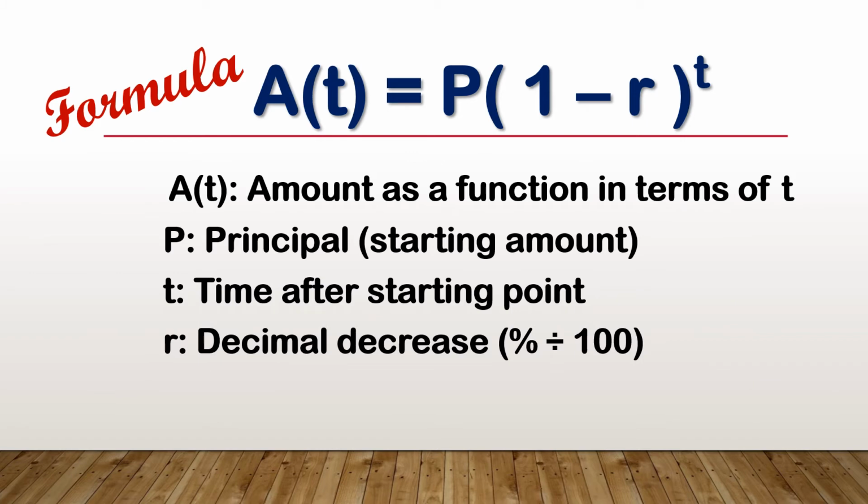Now let's have the formula for exponential decay. We have A of t is equal to P times (1 minus r) raised to t. So A of t is the amount as a function in terms of t. P is the principal or the starting amount. t is time after the starting point. And r is the decimal decrease, or percent divided by 100. So everything is exactly the opposite of exponential growth.